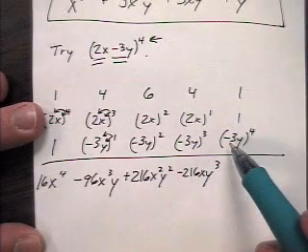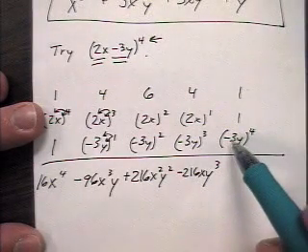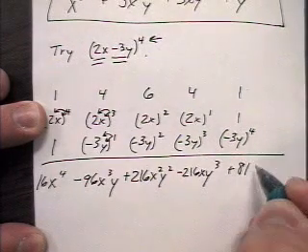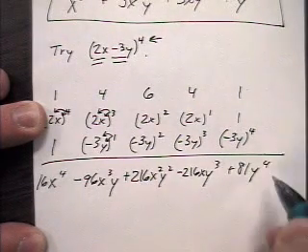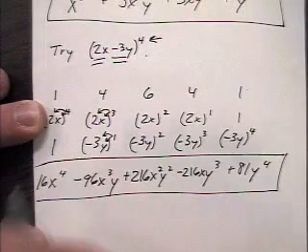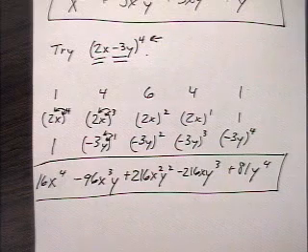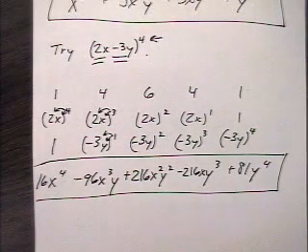And lastly, 1 times 1 times, well, negative 3 raised to the fourth power is 81. And then you have your y to the fourth. There you have it. Just multiplying straight down the columns. Be careful when you do it.